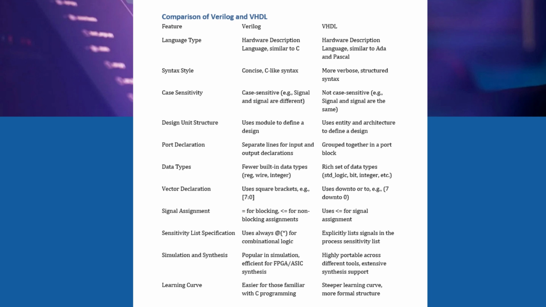Verilog uses modules to define a design, and VHDL uses entity and architecture to define a design. Port declaration in Verilog is on separate lines for input and output declaration. However, in VHDL we can group the inputs and outputs together in a port block. Verilog has very few built-in data types: reg, wire, and integer. And VHDL has a rich set of data types like std_logic, bit, integer, etc. Verilog uses square brackets for vector declaration, and VHDL uses the downto logic. The learning curve can be easier for Verilog if you are already familiar with C programming, and VHDL has a steeper learning curve as it has a more formal structure.